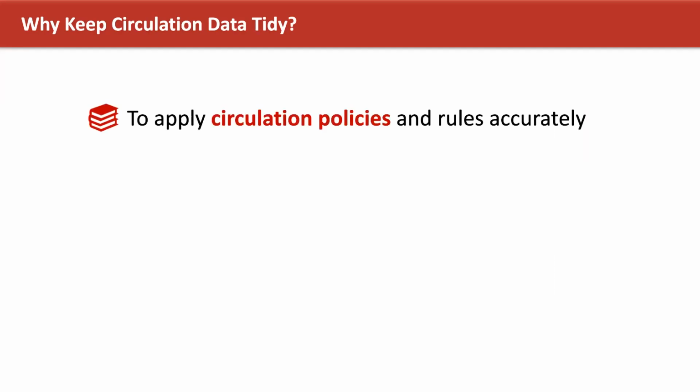In addition to things just looking nice, there are some definite important reasons why we perform circulation data cleanup. The first is that it ensures we apply our circulation policies and rules accurately. If you attended or watched the recent patron registration webinar, you know that patron fields like the registered at branch and patron code impact things like access to e-content, eligibility for holds, checkout limits, loan periods, those types of circulation rules.